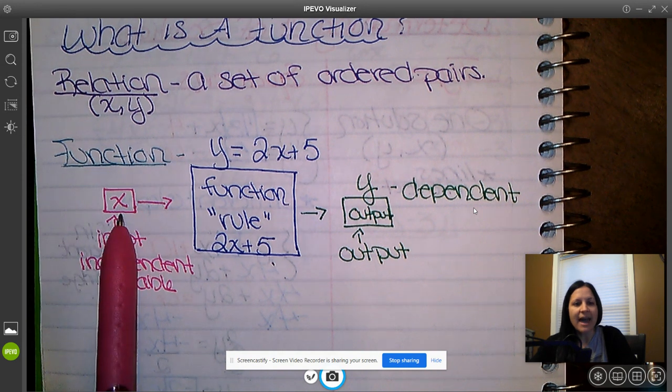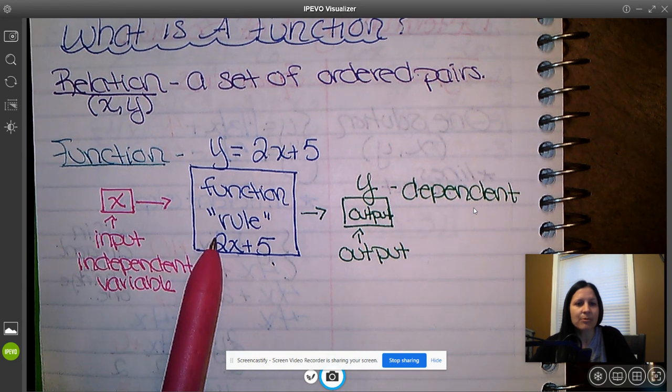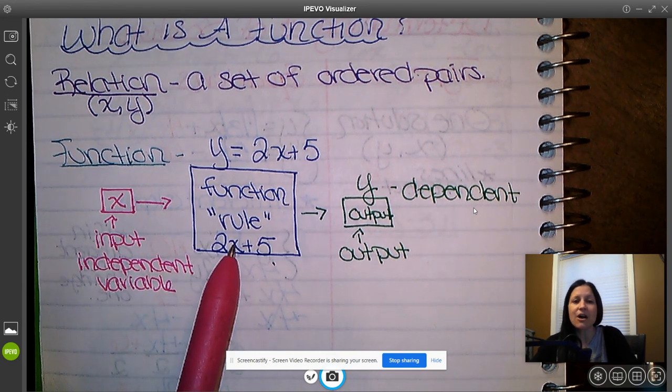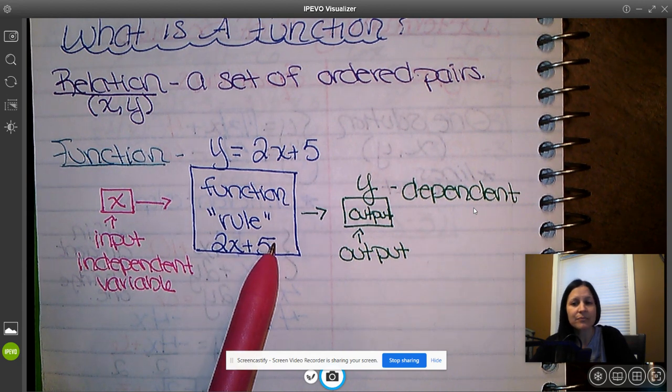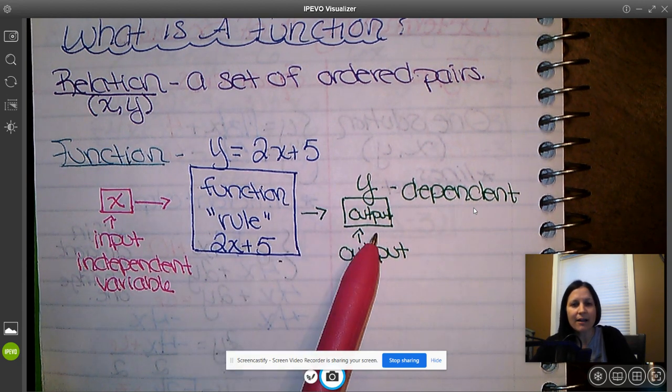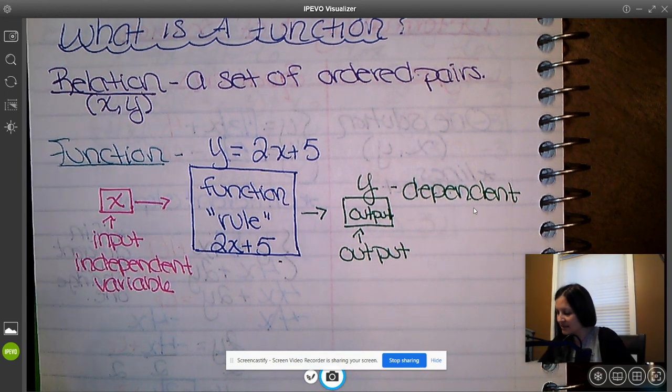I put in an x value, can be anything, let's say it's 0. So I put in a 0, I apply my rule, 2 times 0 is 0, and 0 plus 5 is 5. So my y value is 5. So my ordered pair would be (0, 5). Okay? Hopefully that makes sense.